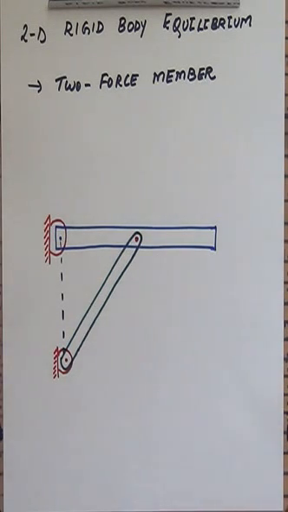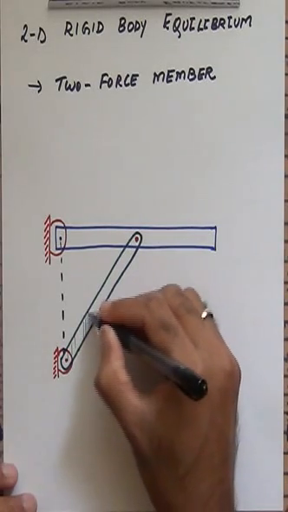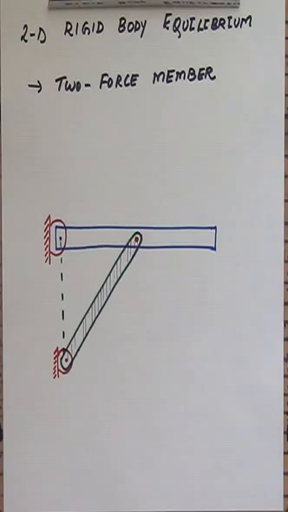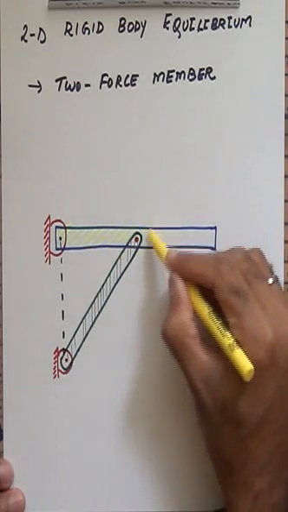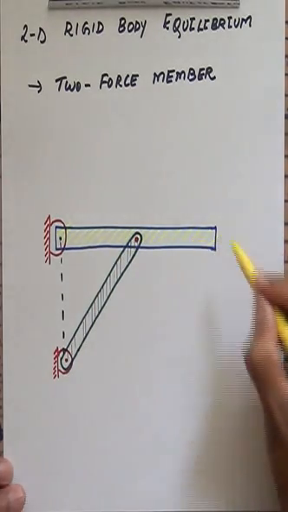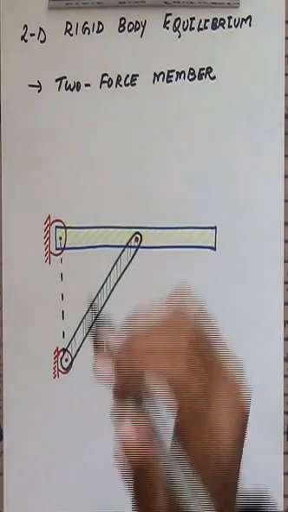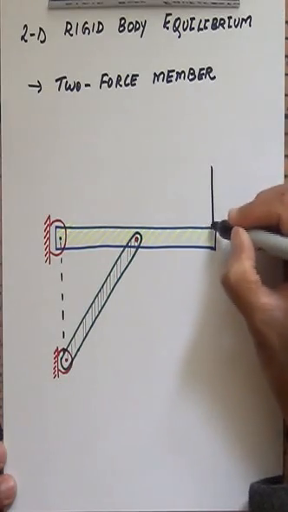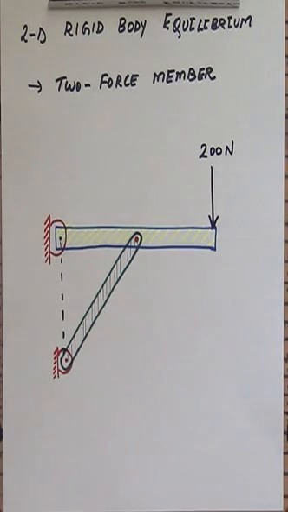Alright, and then there are some applied forces of course which are acting on these rigid bodies. So here is one of the rigid bodies. This is actually going to be our two-force member here, and then the other one which is going to be marked in blue as well as in the fluorescent color. There are some applied forces acting on it, and here are the applied forces. So I have a force of 200 newtons which is acting at the end of the beam, the horizontal beam. So this is a force of 200 newtons in magnitude.